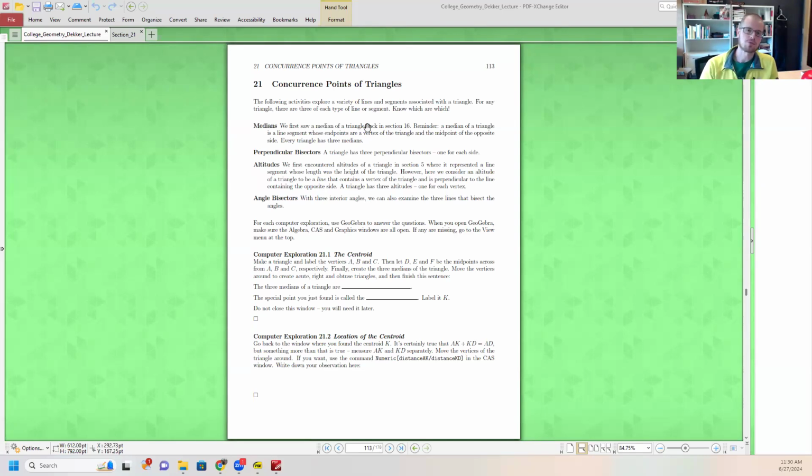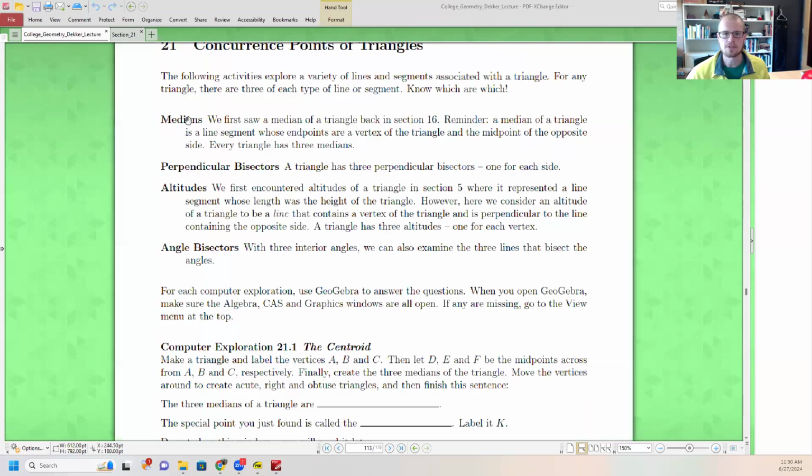Perpendicular bisectors, 1 for each side. Altitudes, 1 for each corner and opposing side. And then 3 angle bisectors, 1 for each angle, of course. So we want to recall or introduce what each of these 4 terms refer to. So for the median, we are referring to, let's see here, zoom in a little bit.